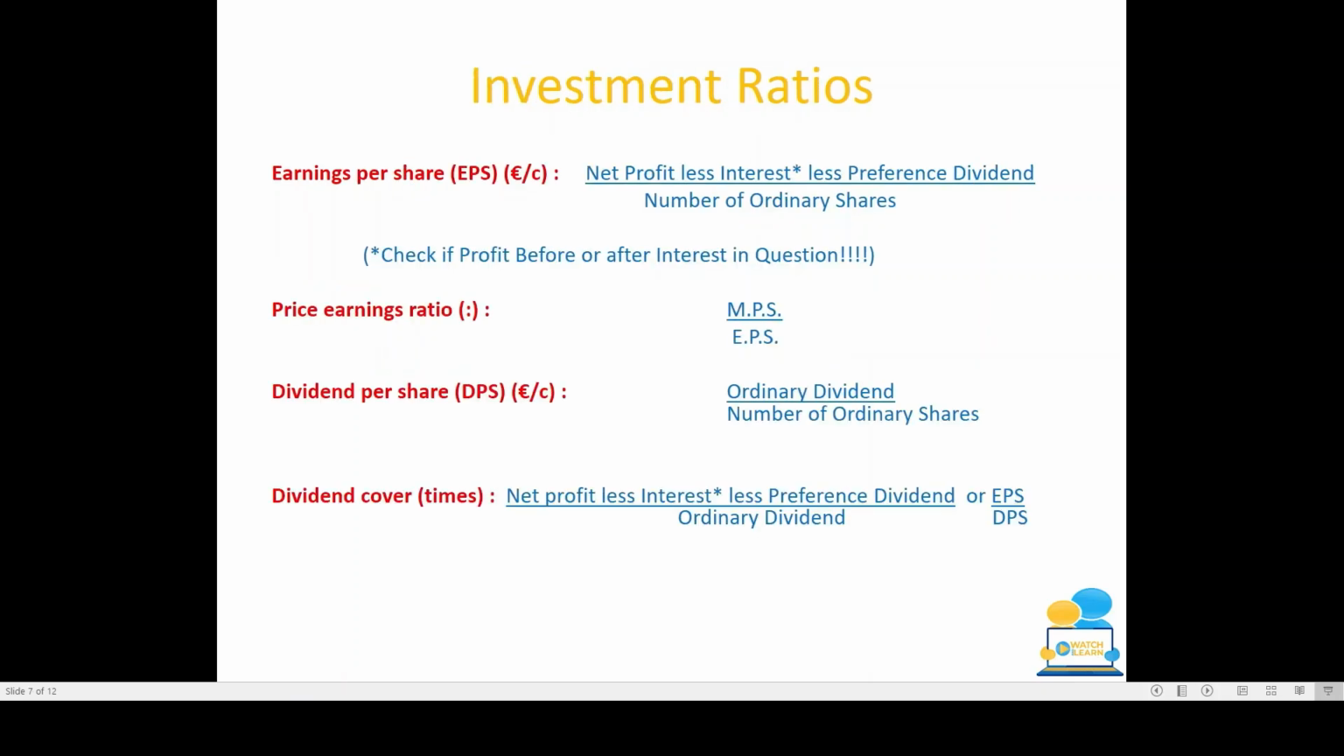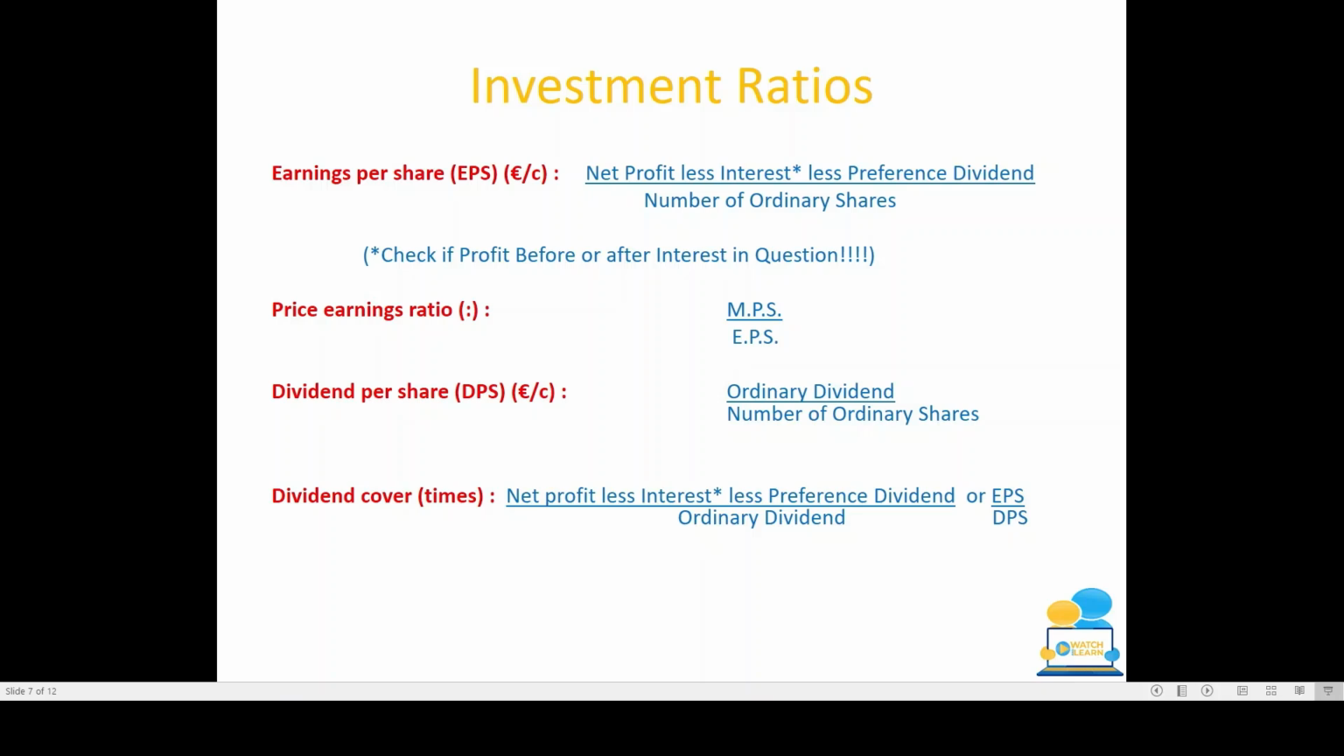Earnings per share. So again, earnings per share, now we're looking at our investment ratios. Earnings per share is net profit, less interest or take away interest and take away preference dividend over the number of ordinary shares. And again, we spoke about the less interest and the preference dividend in the previous slides.